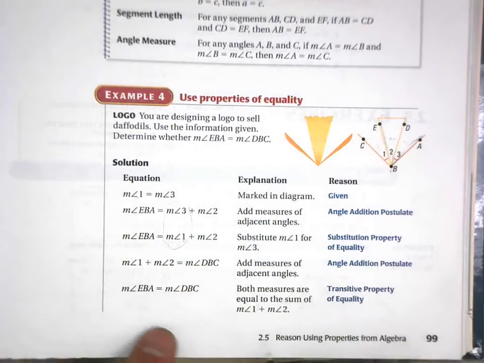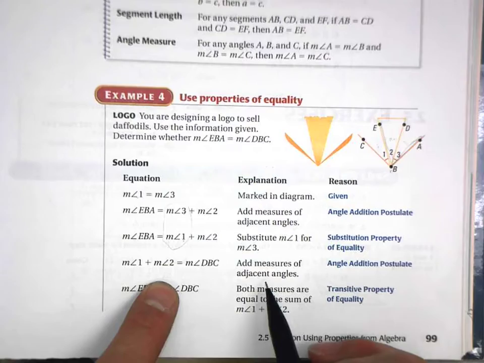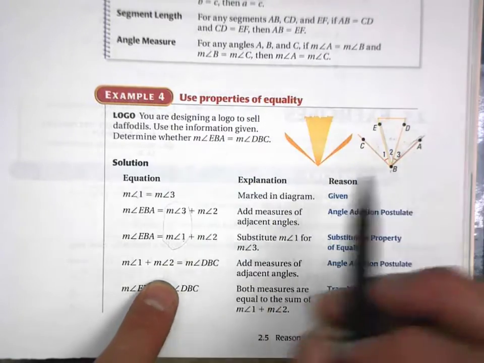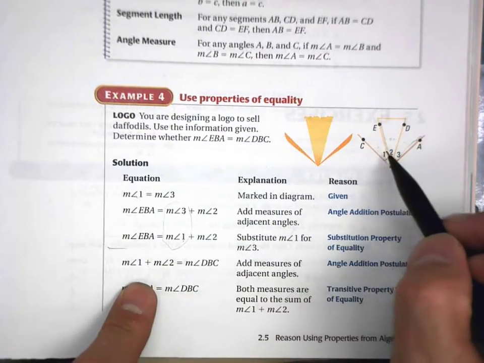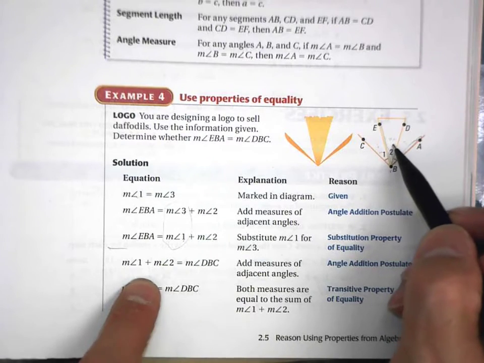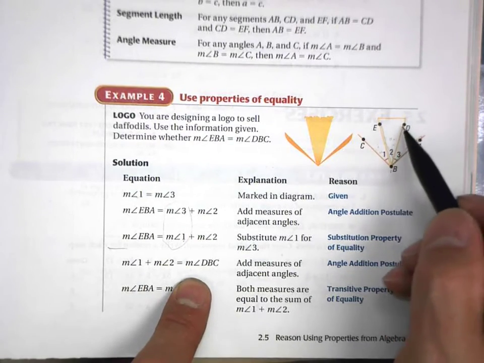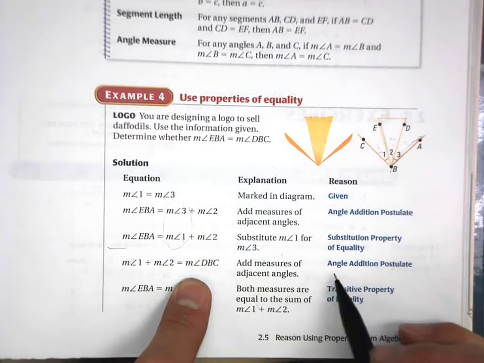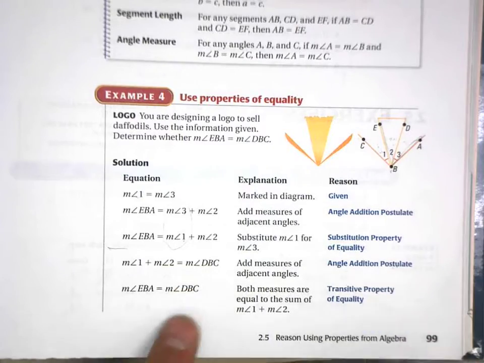And then we also know, this is a separate line of thinking, that these two angles, 1 and 2, the sum of those two angles will make the measure of the larger angle, D, B, and C. That's based on the angle addition postulate.